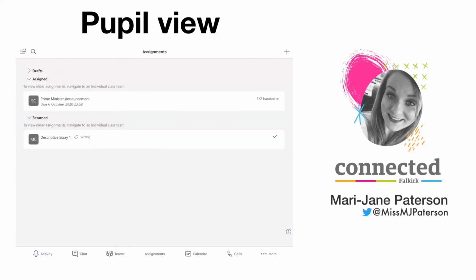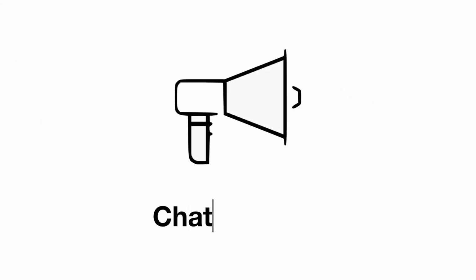When I go back to the Assignments tab and refresh the page, we can see that the assignment is still in the Returned section, but we can see that the points have been awarded, so it now says 1000 out of 1000. Please note that the chat function in Microsoft Teams is available for staff to staff. The function is disabled between staff and pupils.